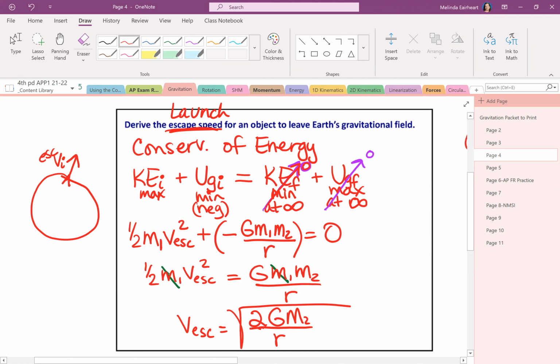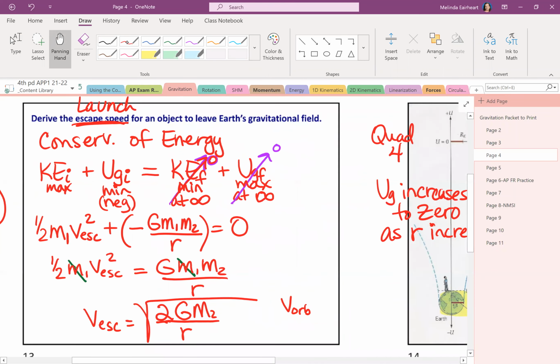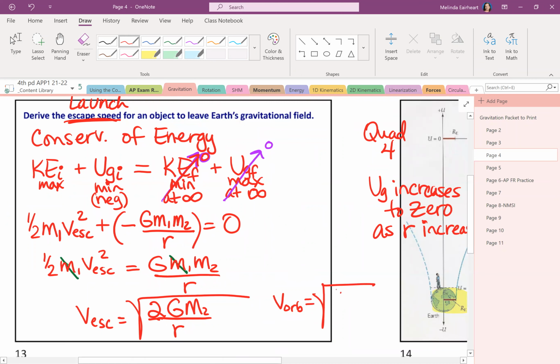If you're thinking that looks familiar, didn't we already do this? It's very similar to the orbital speed, where we got the square root of GM over r. They differ by a factor of square root 2. Good deal?